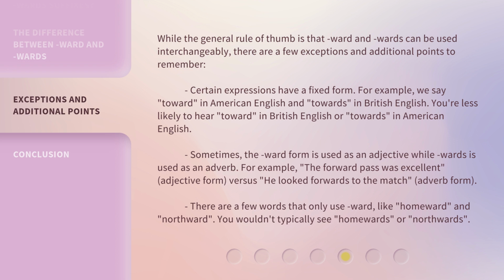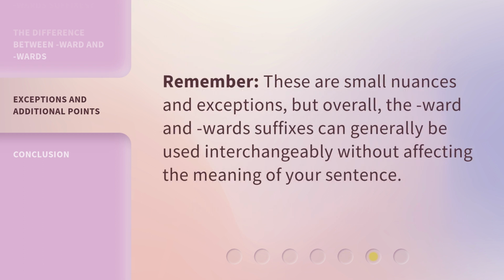Sometimes, the -word form is used as an adjective while -words is used as an adverb. For example, the forward pass was excellent, adjective form, versus he looked forwards to the match, adverb form. There are a few words that only use -word, like homeward and northward. You wouldn't typically see homewards or northwards. Remember, these are small nuances and exceptions, but overall, the -word and -words suffixes can generally be used interchangeably without affecting the meaning of your sentence.